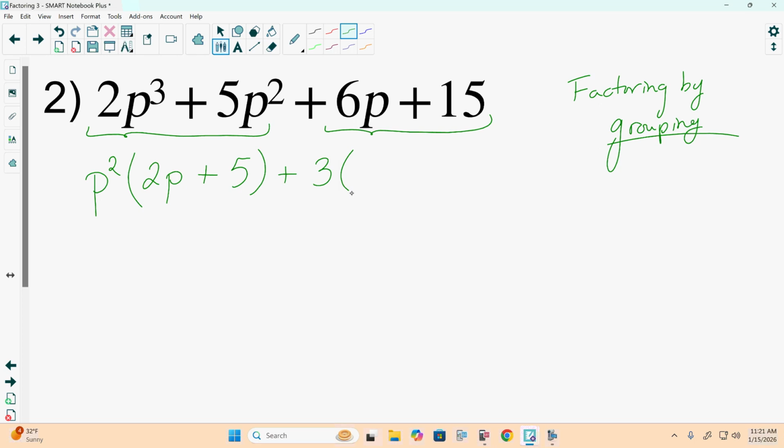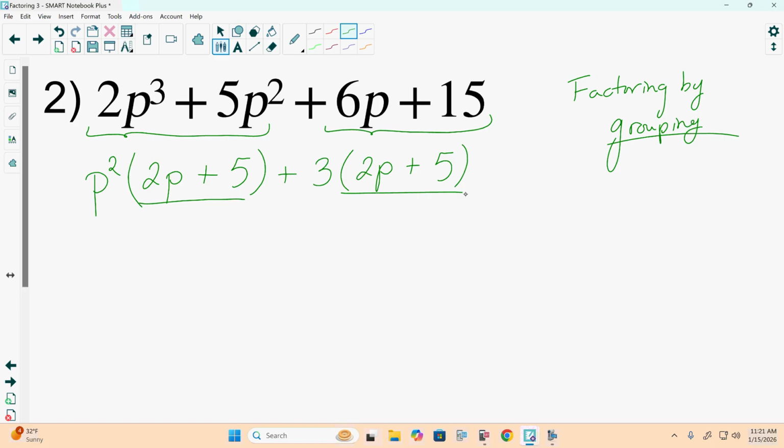If I factor 3 out of 6p, 6 divided by 3 is 2, and we still have the p, yes? If I factor the 3 out of 15, 15 divided by 3 is going to be 5. So when I factor the 3 out, we get 3 times 2p plus 5, yes? Well, wait a minute, what do we notice about those two expressions now? We factored it, and we ended up getting 2p plus 5 in common in both, yes? So now these two expressions have a greatest common factor of what? 2p plus 5, yes?